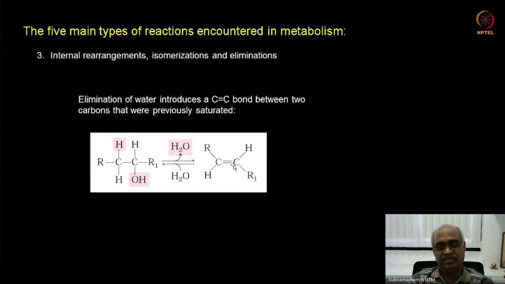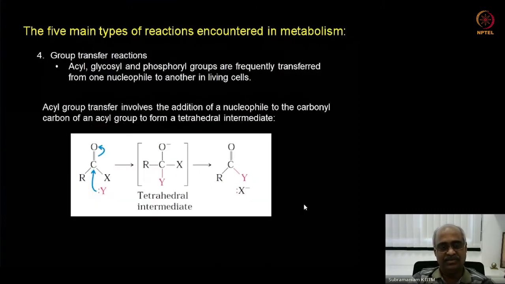So we have seen oxidation-reduction reactions. Then we have seen carbon-carbon breaking and joining, where the aldol condensation is the primary thing that we need to remember. And now we have the rearrangements leading to isomerization, and we saw in that an example of how a carbonyl group is brought to a place where we want a cleavage to happen. Now the fourth one we are going to see are the group transfer reactions.